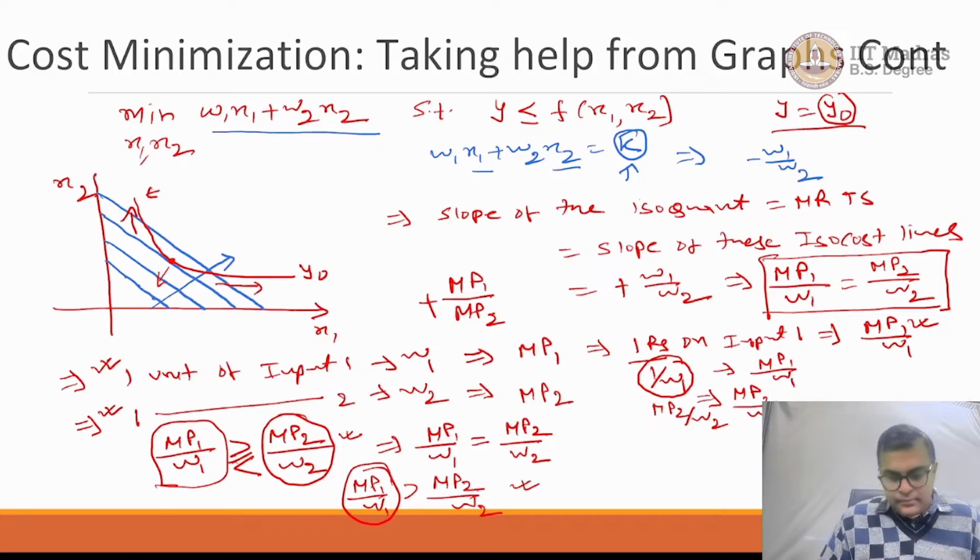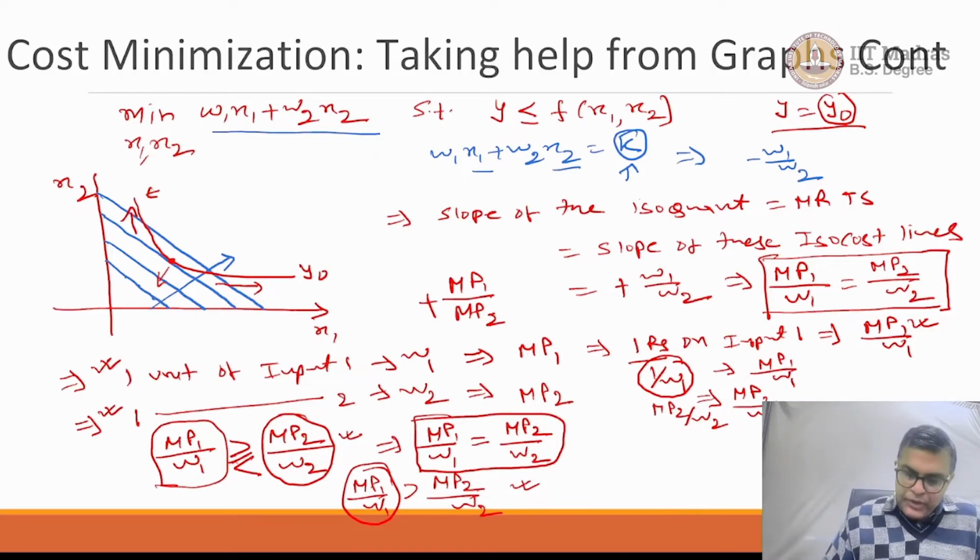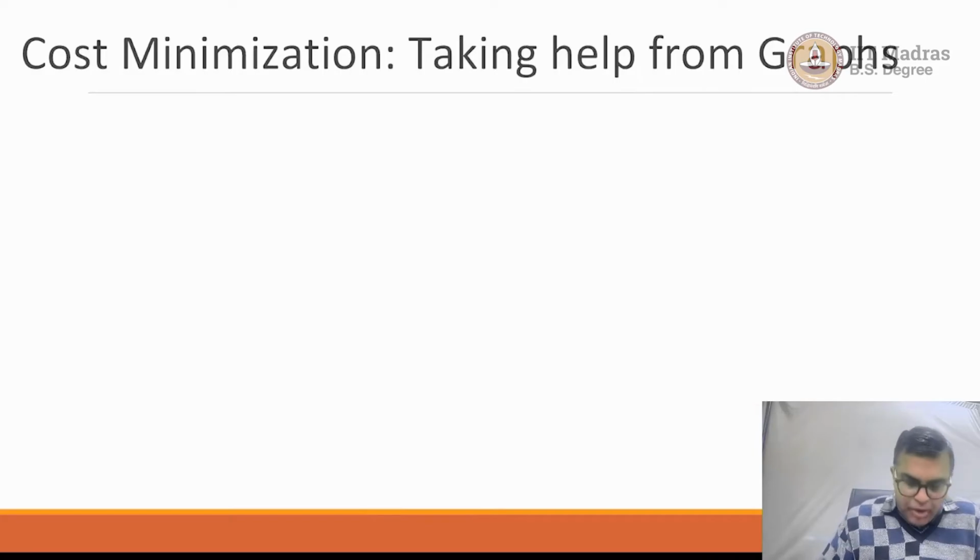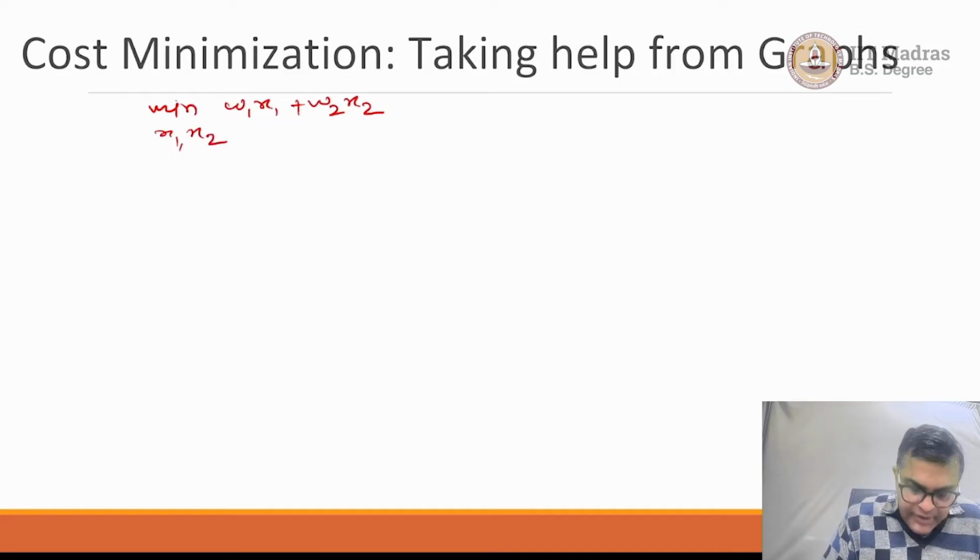So here, if both inputs are being used, it means MP1 divided by W1 is equal to MP2 divided by W2. Right? So let us look at the Cobb-Douglas function, and this time we will say: minimize W1 x1 plus W2 x2 with respect to x1, x2, such that y is less than or equal to x1 to the power 1 by 3, x2 to the power 2 by 3.